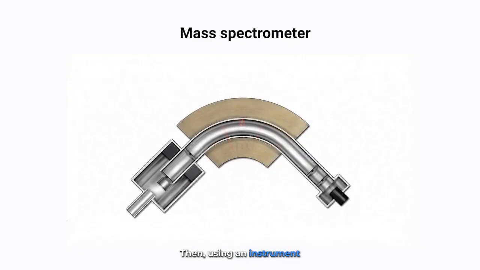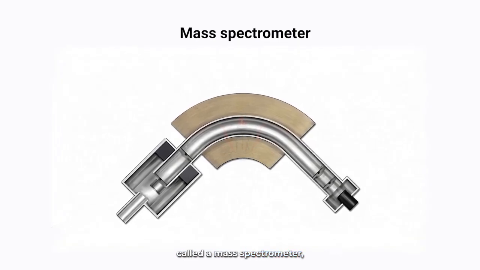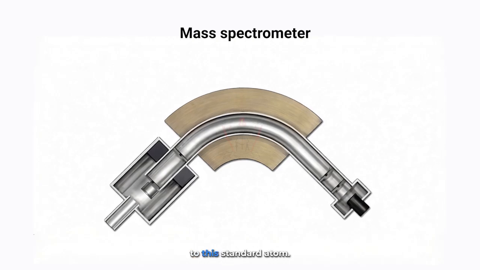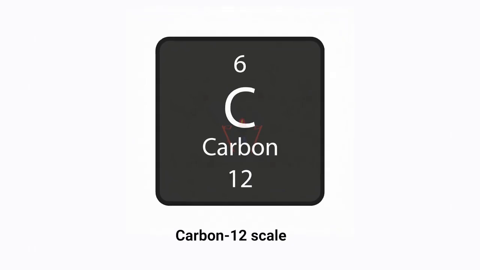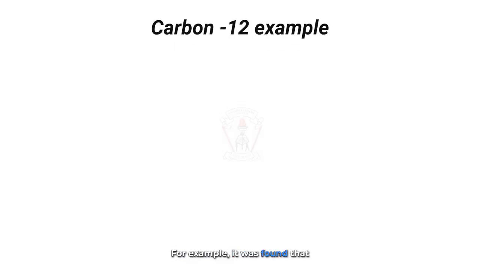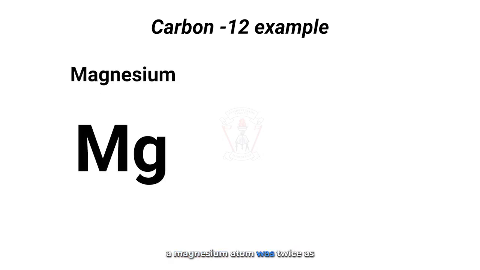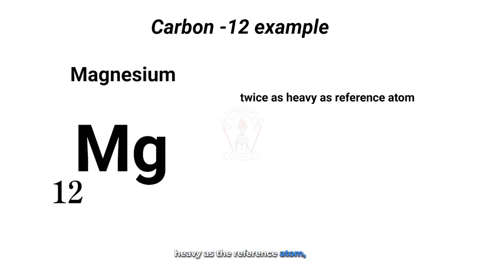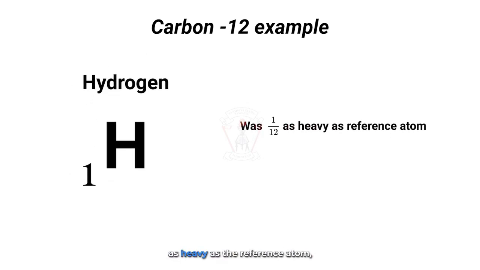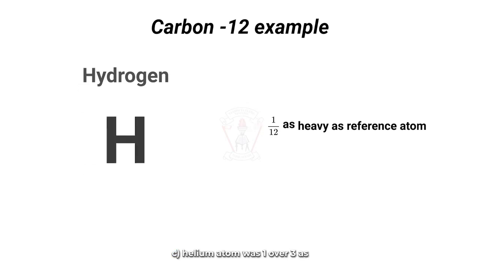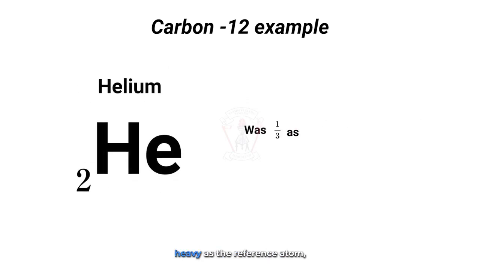Then, using an instrument called a mass spectrometer, all the other atoms were compared to this standard atom. This reference is called the carbon-12 scale. For example, it was found that A. Magnesium atom was twice as heavy as the reference atom, so its mass was put at 24. B. Hydrogen atom was 1 out of 12 as heavy as the reference atom, so its mass was put at 1. C. Helium atom was 1 over 3 as heavy as the reference atom, so its mass was put at 4.